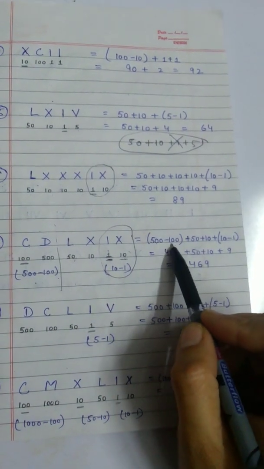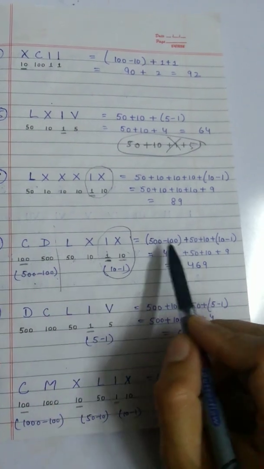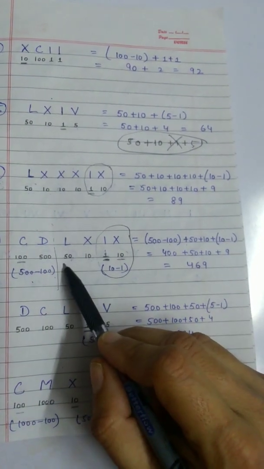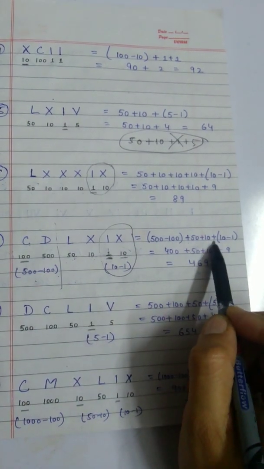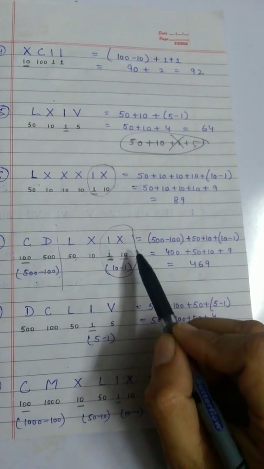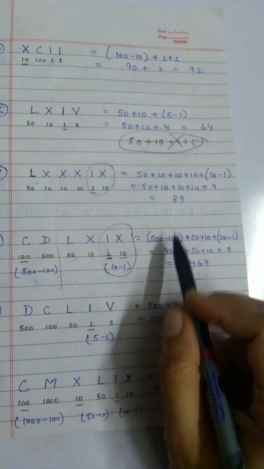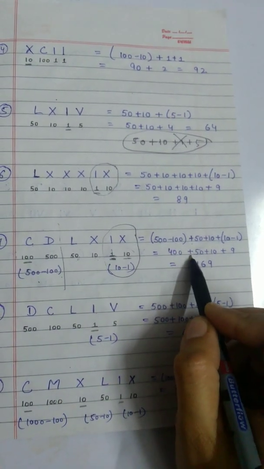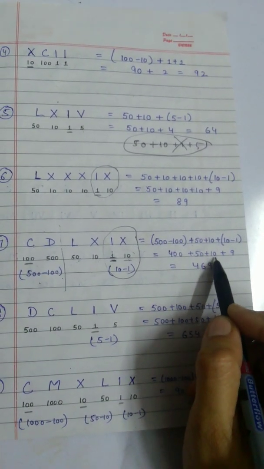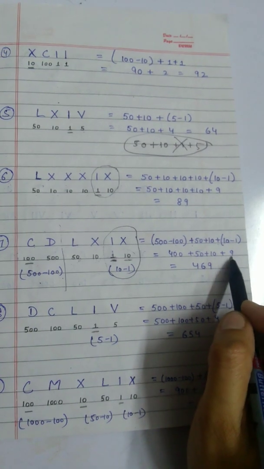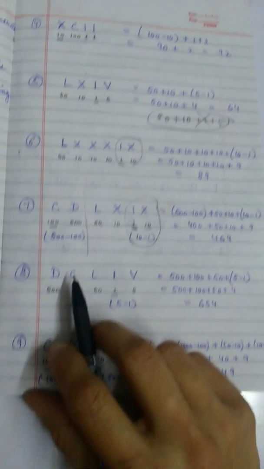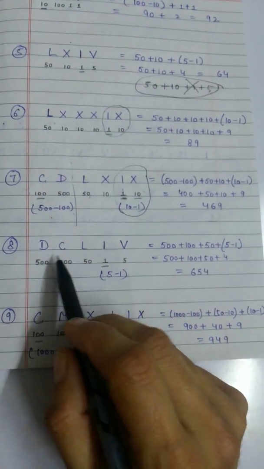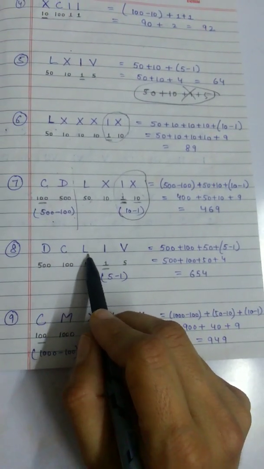So 500 minus 100, plus 50 plus 10 plus what? This 10 minus 1. Okay, so let's solve it. 400 plus 50 plus 10 plus 9. It becomes 469. Now let's see this. DCLIV.